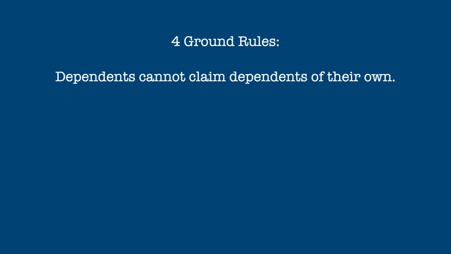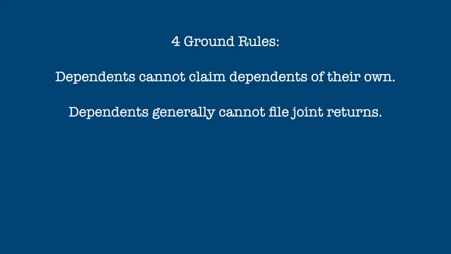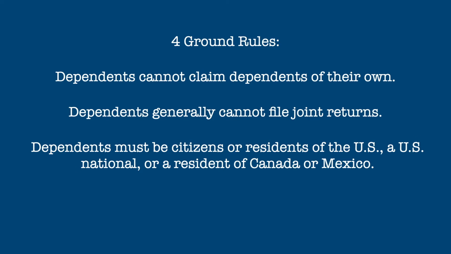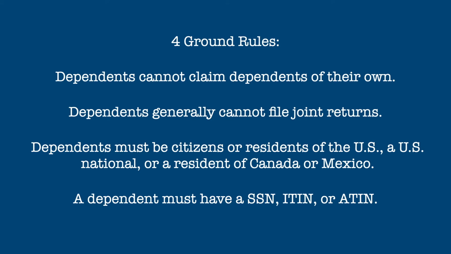When it comes to claiming dependents, there are 4 ground rules. First, people who are dependents themselves cannot claim dependents of their own. A dependent generally cannot file a joint return with a spouse. A dependent must be a citizen or permanent resident of the United States, a U.S. national, or a resident of Canada or Mexico. And a dependent must have a Social Security number, an individual tax identification number, or an adoption tax identification number.